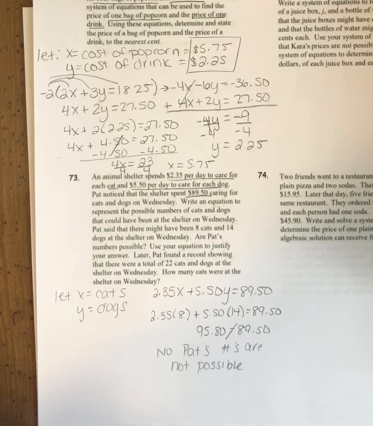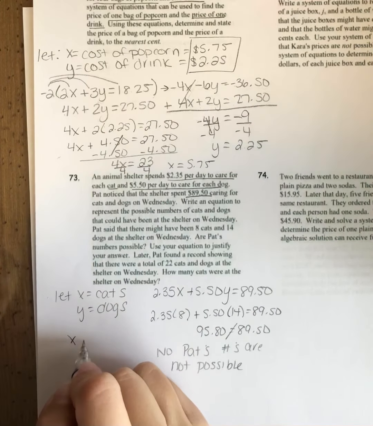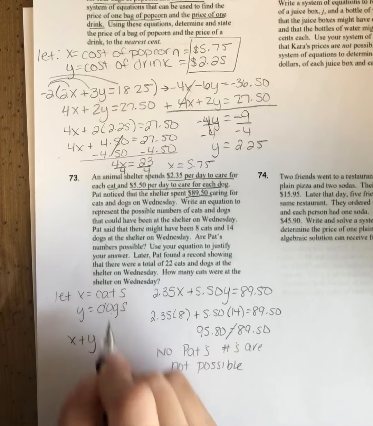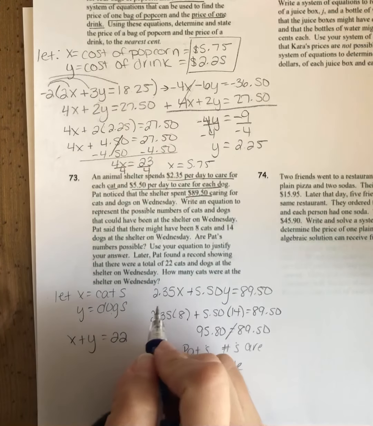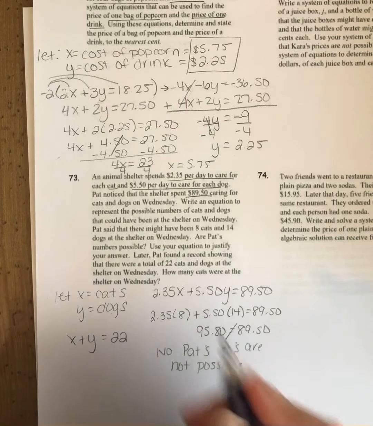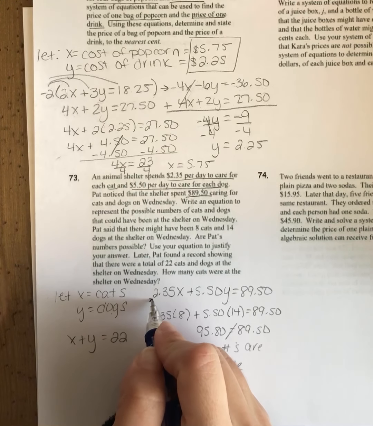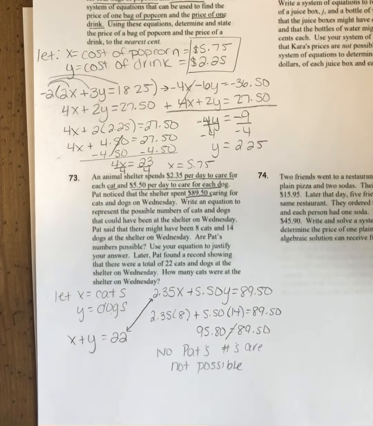It says, later Pat found a record showing there was a total of 22 cats and dogs. So our cats plus our dogs, because remember this is the number of each, has to equal 22. How many cats were at the shelter on Wednesday? So now we want to treat this like a system of equations. We want to use this equation and this equation together to do something.